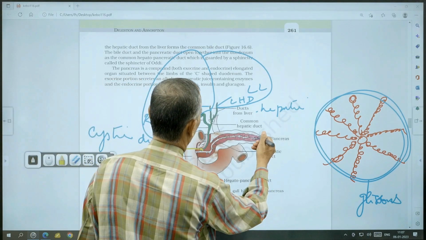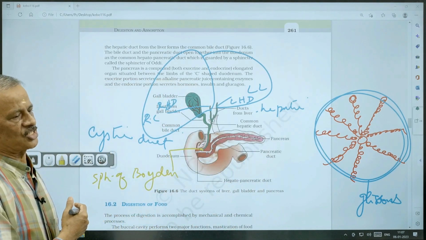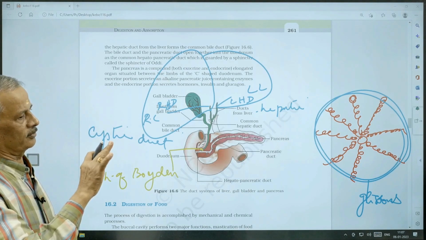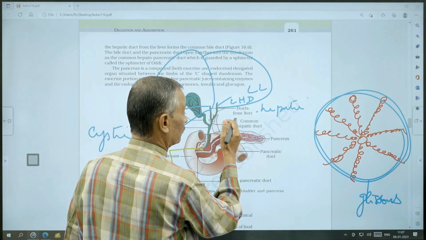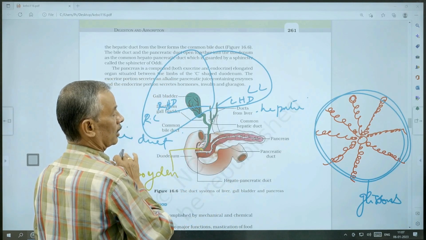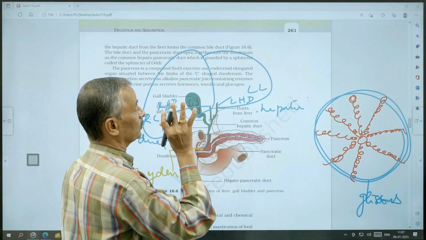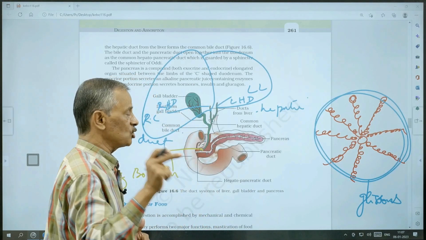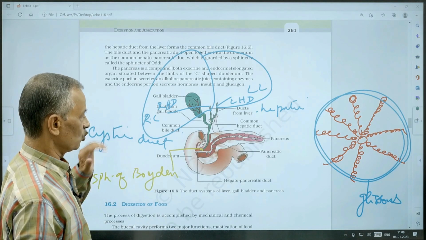Now, the pancreas is the second largest gland, which is both endocrine and exocrine. It is a mixocrine or a heterocrine. 98% of that tissue is exocrine. They produce digestive enzymes. The enzyme is called pancreatic juice.